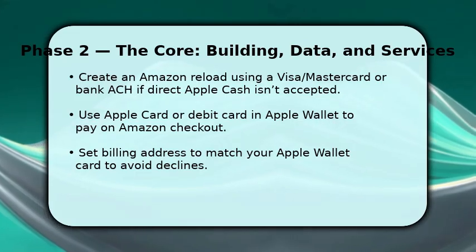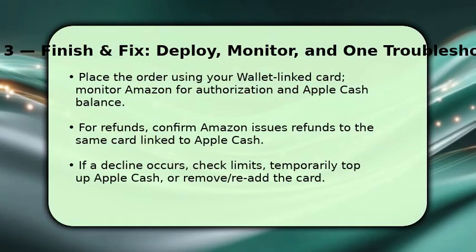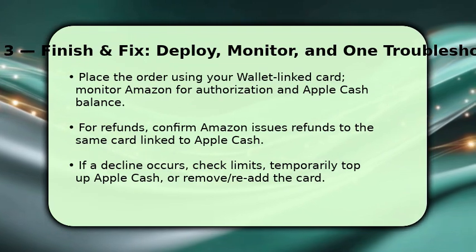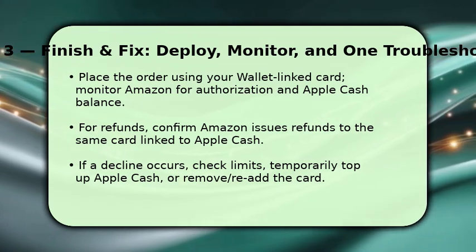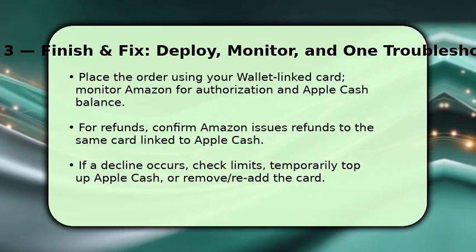You complete the purchase by selecting your wallet-linked card at Amazon checkout and authorizing the payment. Monitor both Amazon confirmation and your Apple Cash balance afterward. If you need a refund, make sure Amazon returns it to the same card. This routes funds back into Apple Cash.